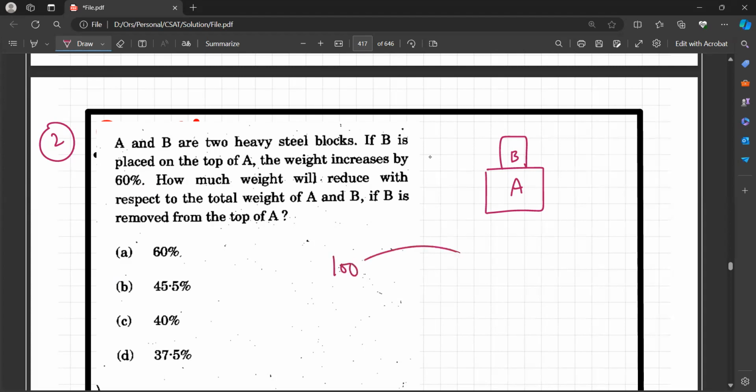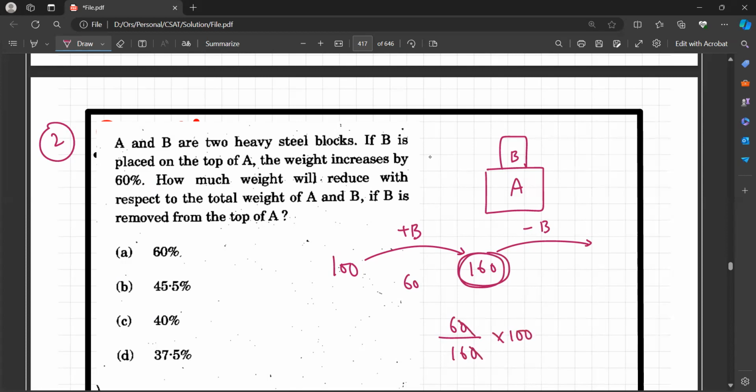If I add B's weight, it increases by 60%. That means it goes to 160. Yes or no? Now I am removing B, that will be minus B. B is here 60. Yes or no? B's weight is 60. So 60 is reduced out of 160. Got it? Because abhi aapka initial value 160 hai. So 60 out of 160 into 100.